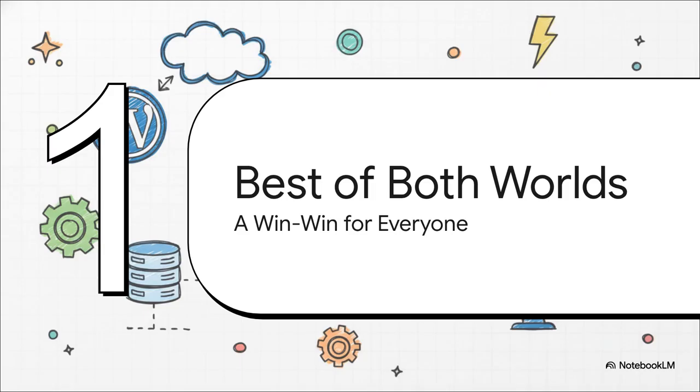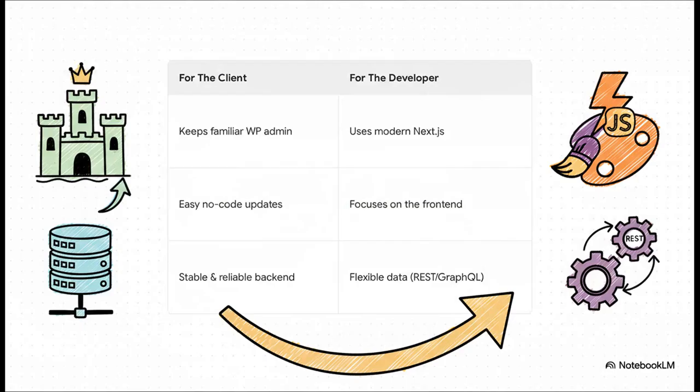So when you put all this together, what does it really mean? It means you've finally done it. You've gotten the best of both worlds. You've created a true win-win that completely resolves that conflict we talked about at the beginning. Just look at this side by side. For the client, they get to keep their familiar WordPress admin for easy content updates on a super stable backend. For them, not much changes. But for you, the developer, oh, it's a whole new world.